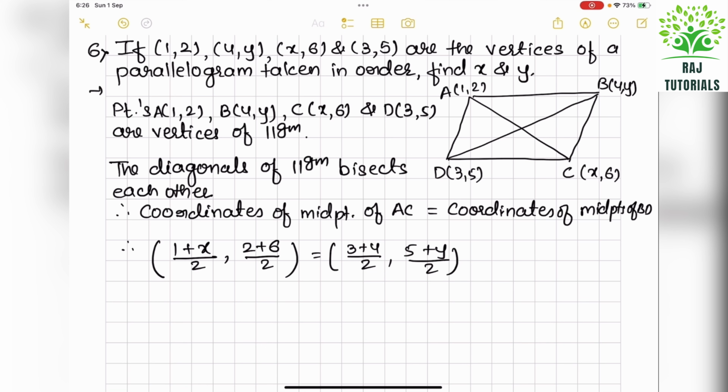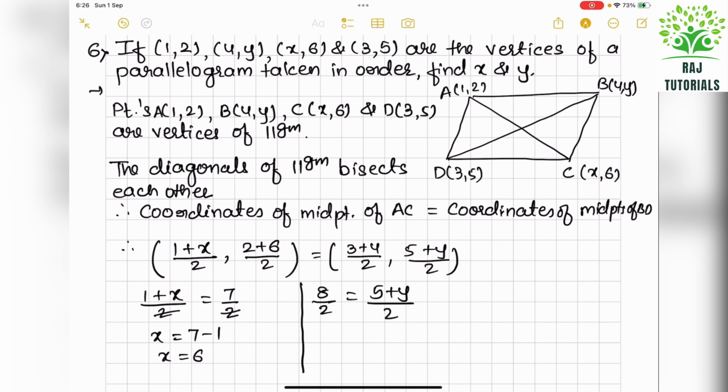Now if I compare, (1 plus x) by 2 equal to 7 by 2, so I can say x equal to 7 minus 1, so x equal to 6. Same way, on the other hand, comparing 8 by 2 equal to (5 plus y) by 2, 2 to cancel, so y equal to 8 minus 5, so y equal to 3. So I got both the values of x and y.